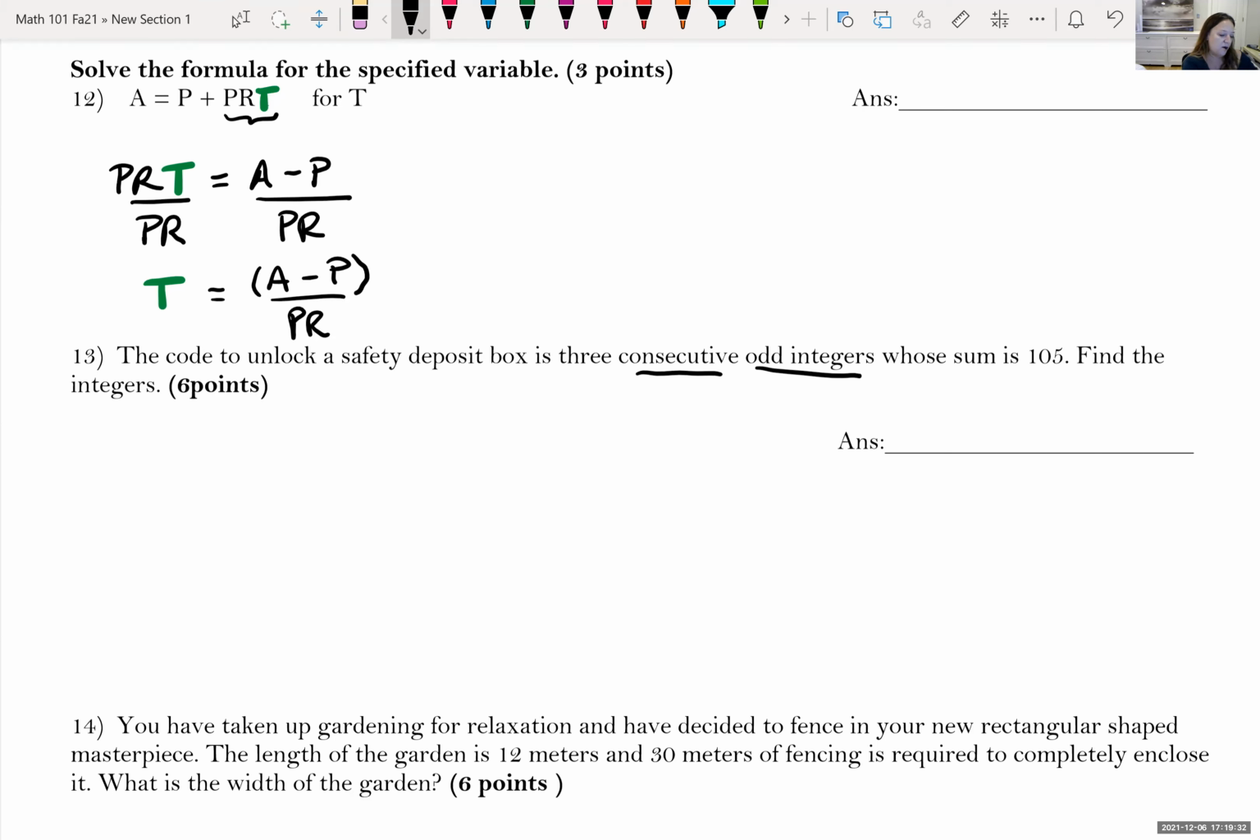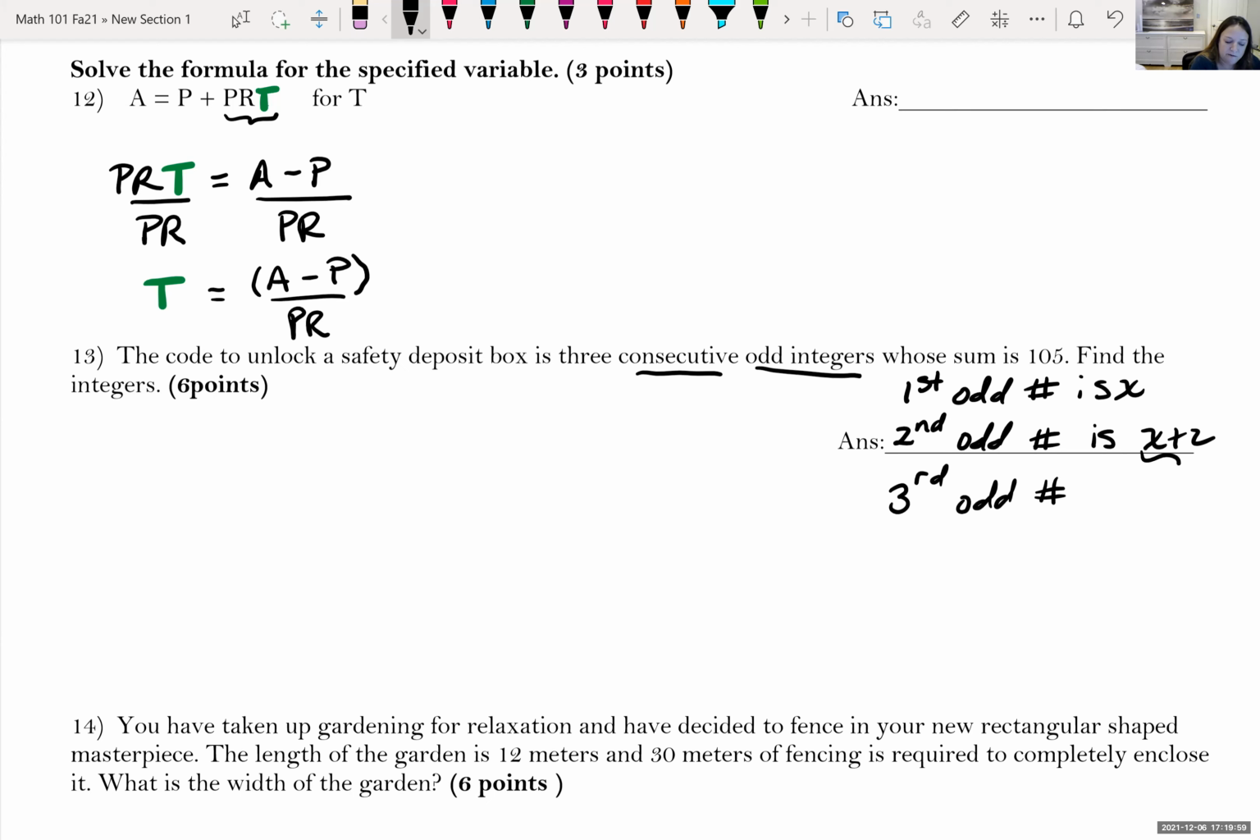And so we could say the first odd number is X. Then the second one is X plus 2. And the third odd number, I would take the one before, so X plus 2 and then plus 2.